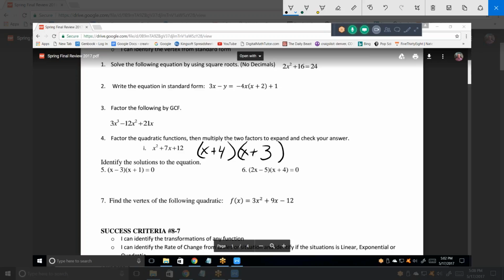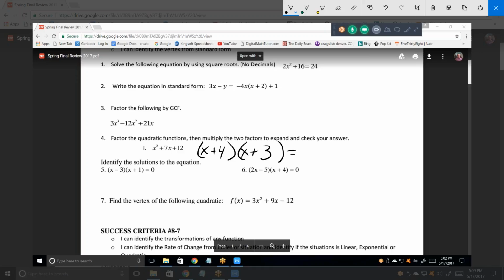Now multiply those two together. That equals 12. No, I mean, it says then multiply the two factors to expand to make sure you get what you started with. That's what factoring is: undoing the multiplication. So once you undo it, you should be able to redo it and you get exactly what you started.